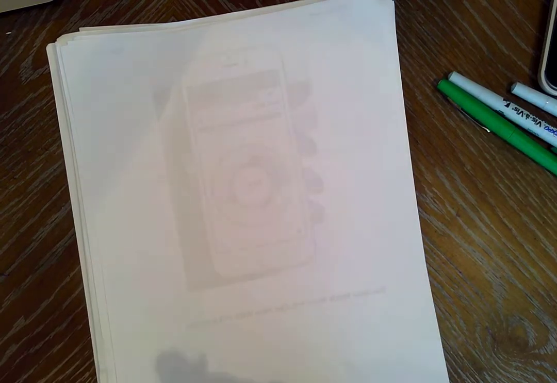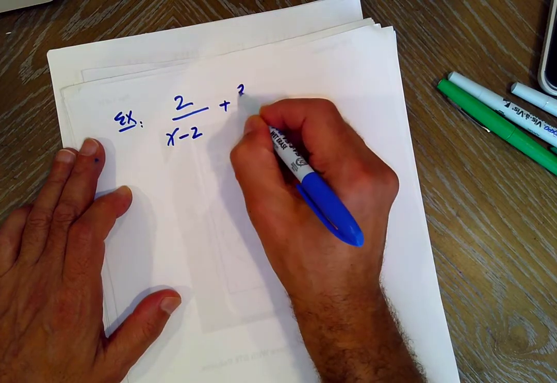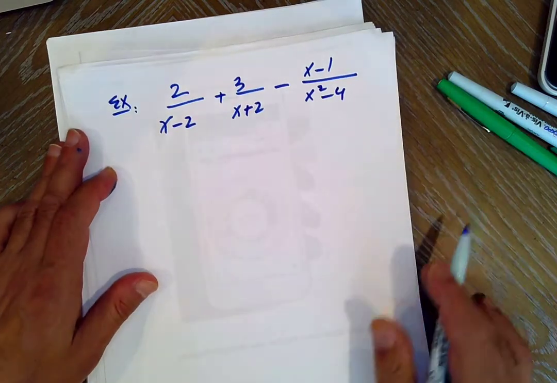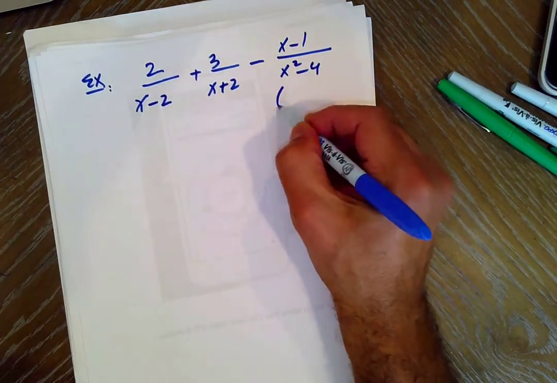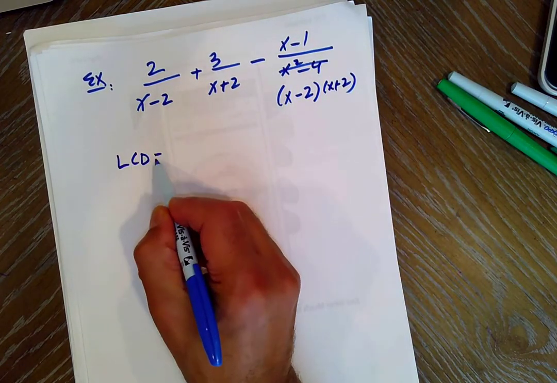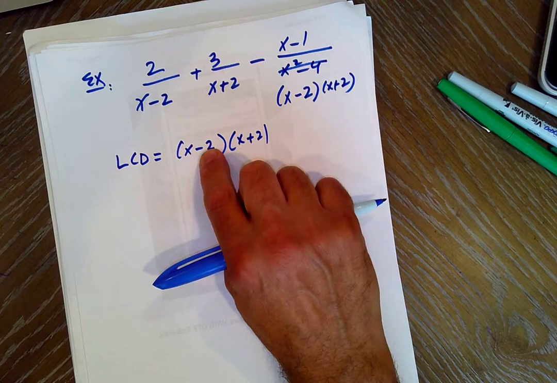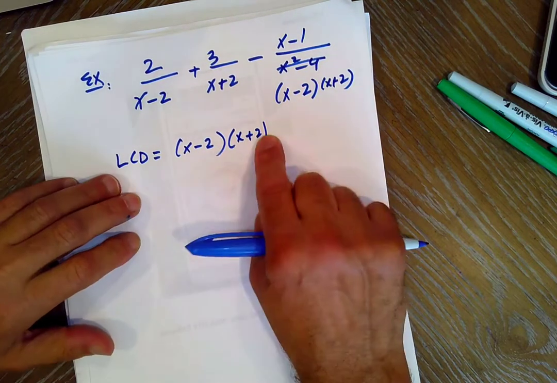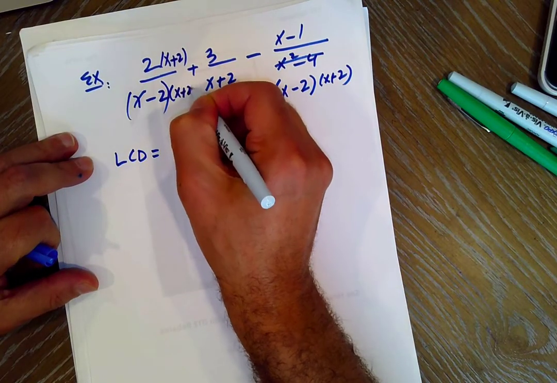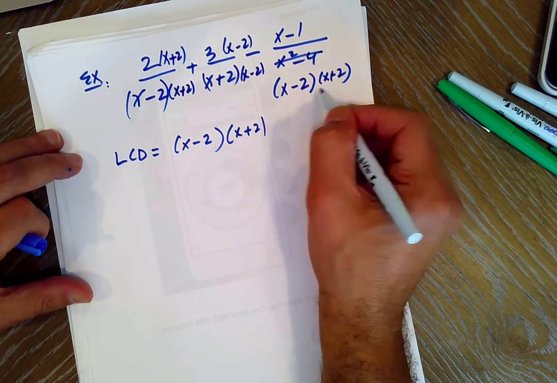I'll show you one more example from there, and then we'll do the last part. 2 over x minus 2 plus 3 over x plus 2 minus x minus 1 over x squared minus 4. The denominators are different, but we could factor the last one, x minus 2, x plus 2. So the LCD is x minus 2 has to be brought down, x plus 2 has to be brought down, x minus 2 already brought down, x plus 2 already brought down. So it's that. So we're going to times the first fraction by x plus 2, the second one by x minus 2, and the third one already has what it wants, which is x minus 2, x plus 2.